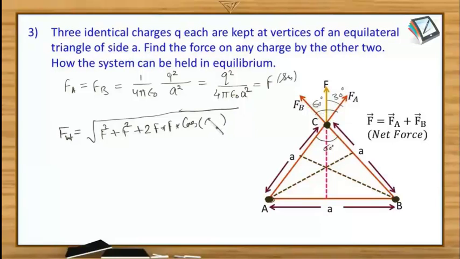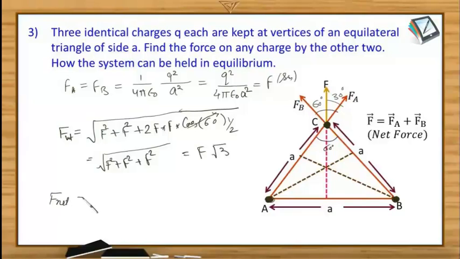So we can write it here cos 60. So cos 60 is what? Half. So it becomes under root of F square plus F square plus F square. So it becomes F under root 3. So the net force acting on any of these three particles due to the rest two charges is going to be Q square under root 3 divided by 4 pi epsilon naught A square.